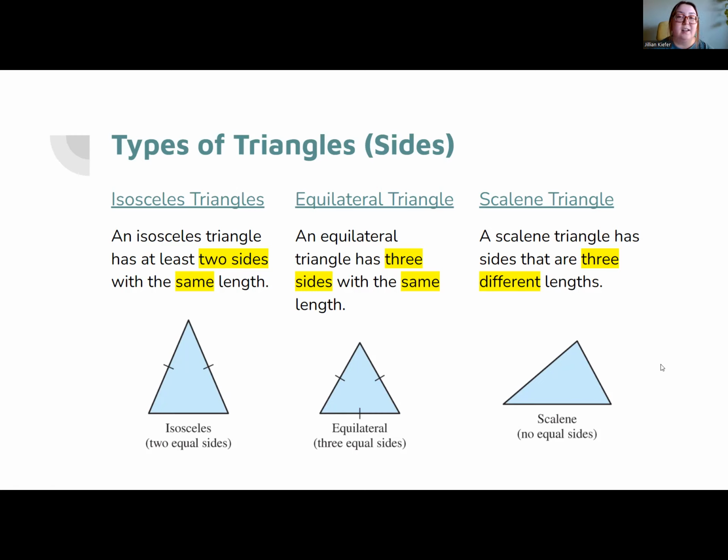Hopefully this should be a little bit of a review, but if not, there we go. That's what they are. Isosceles triangles have two sides of the same length. Equilateral is each side has the same length. And scalene is that none of the sides have the same length.